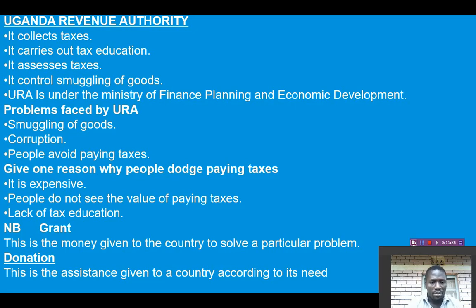Then we have a guiding question here. Give one reason why people dodge paying taxes. People dodge paying taxes because of different reasons. 1, some people claim it is expensive for them to pay, then they decide to dodge. People do not see the value of paying taxes. They pay taxes and the government comes, tells them, we are going to use that money to construct for you roads, but they don't have good roads. Then they see they have no reason for paying tax.